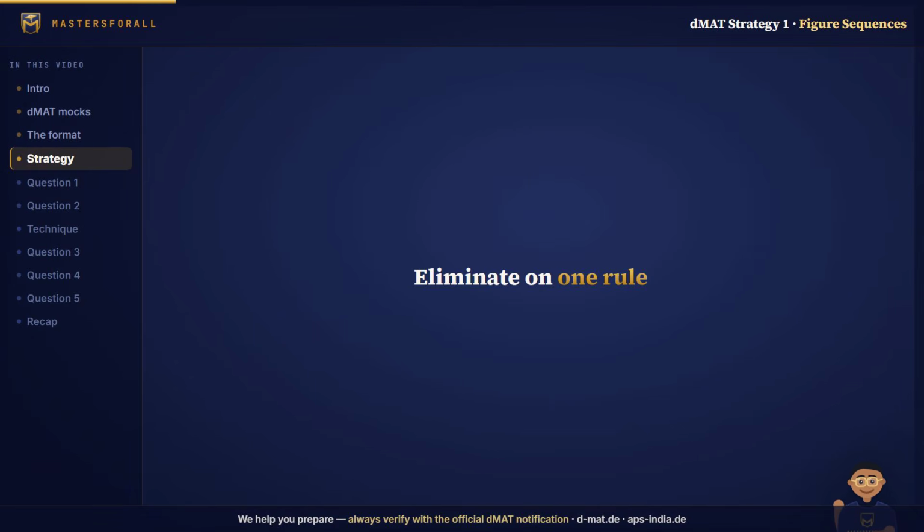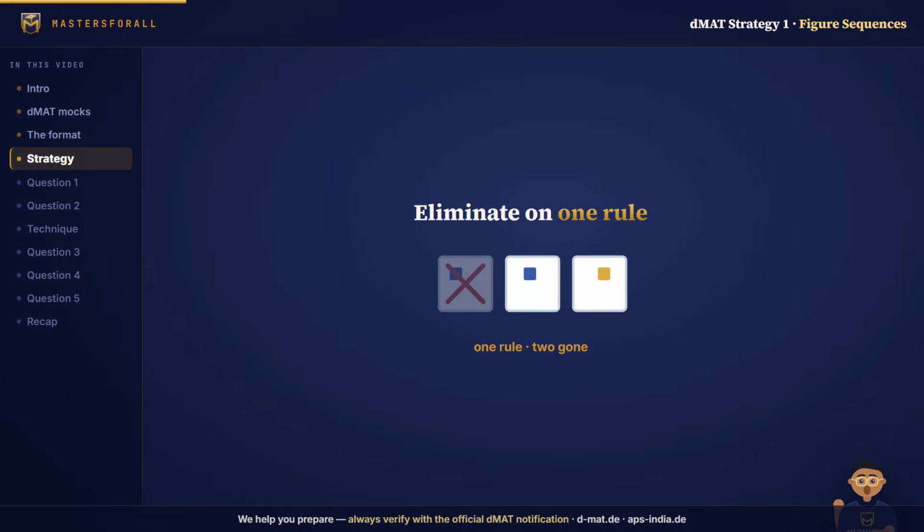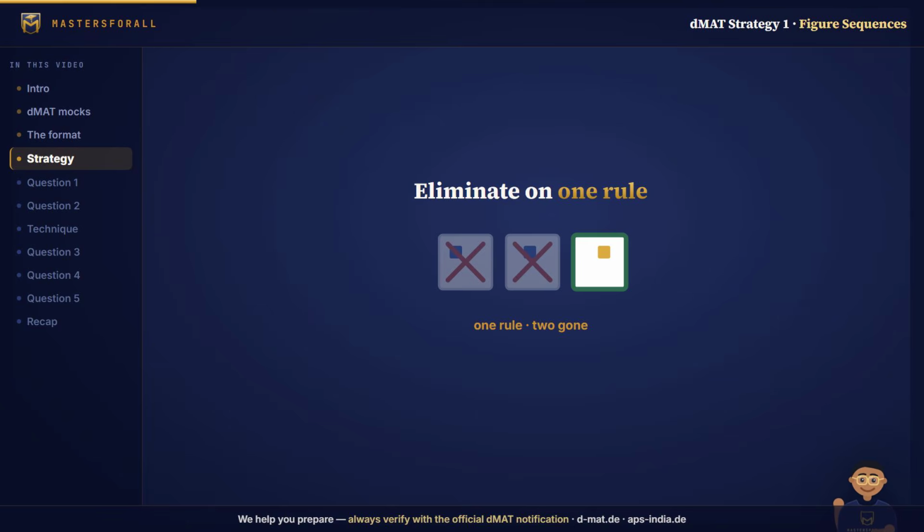Now the move that saves the most time in this whole section. Once you have one rule, just one, go straight to the options and eliminate. You do not need the full answer to remove wrong ones. If the figure must be gold, every option where it isn't is gone. Then you solve the second rule against 1 survivor, not 3. Same work, half the time.